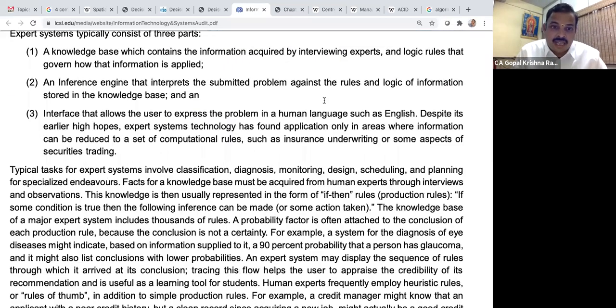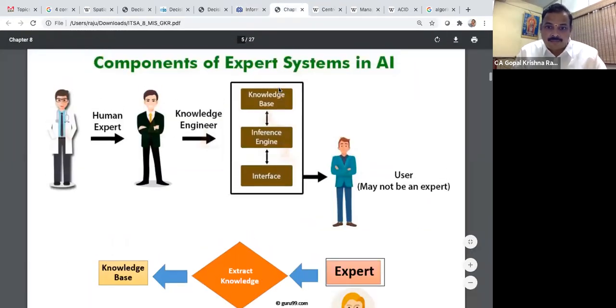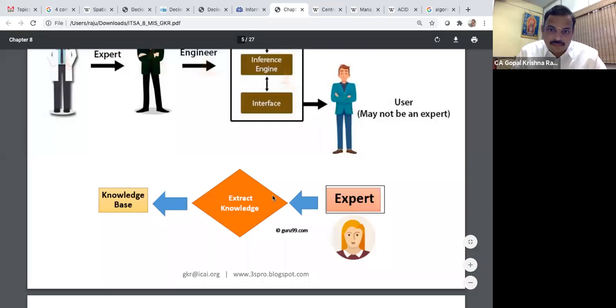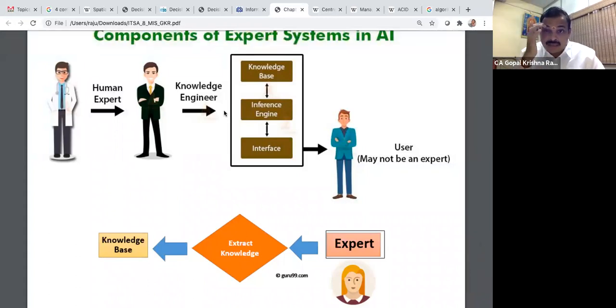Okay, and what is the diagram? They have not given any diagram, but I have given you the diagram. Please look at expert. From the expert, the knowledge is extracted and put in the knowledge base, and from the knowledge base, the inference engine is a program. That program will search the knowledge base.